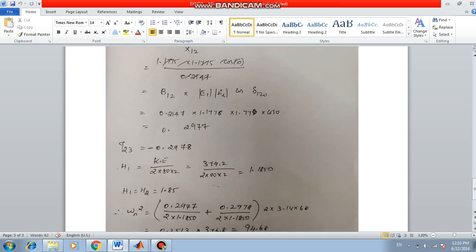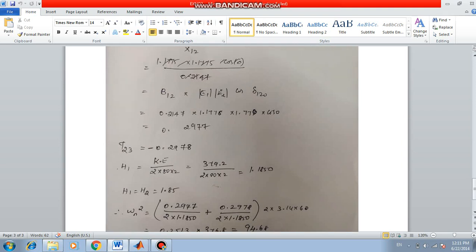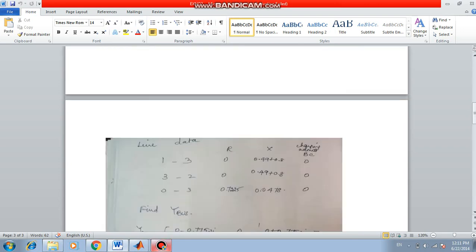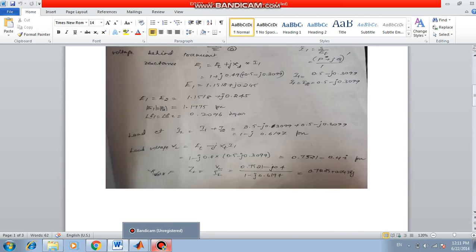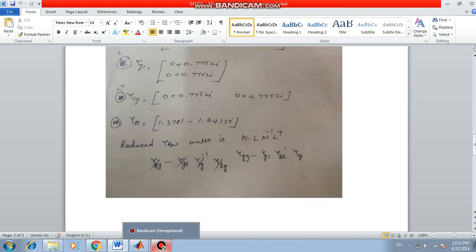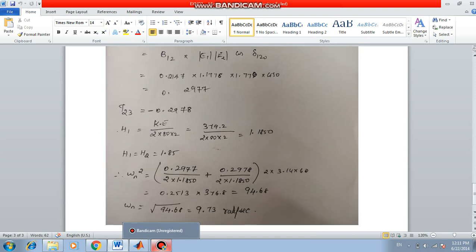Then H1 is kinetic energy, so you will divide by 2 into that, the formula is there. So you substitute, and from this you substitute everything and then you will get the stability analysis parameter. Then you calculate omega n square and then omega n. So with this, this calculation is over.